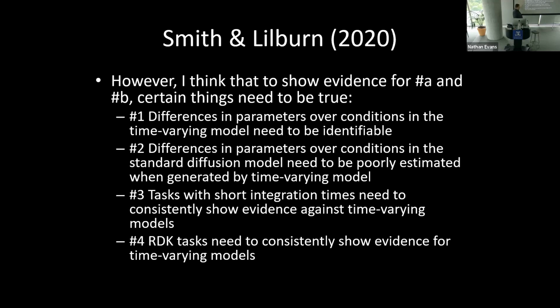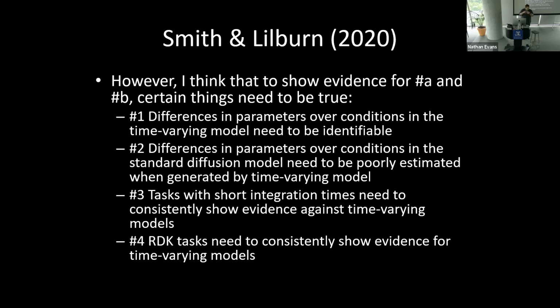One, if you're using a time varying model and you're trying to say that it reduces the number of selective influence violations found, then the parameters you're trying to make inferences with should be identifiable. Secondly, if I generate data with a time varying model and then refit it with a standard diffusion model, it should make false alarms about selective influence.